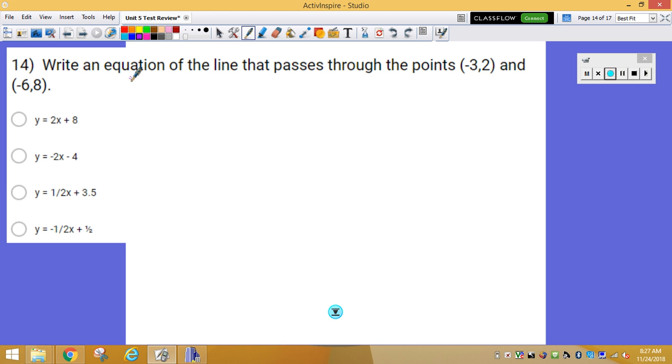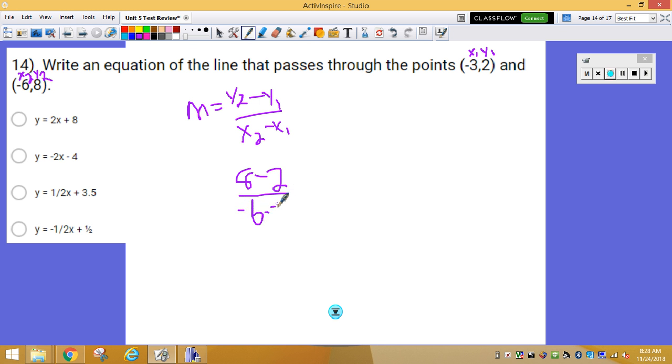To start this one, we're going to need to find the slope, which is y2 minus y1 over x2 minus x1. In ordered pairs, we label x1, y1, x2, y2. So let's plug it in. y2 is 8, y1 is 2, x2 is negative 6, x1 is negative 3. So on top I get 6, on bottom I get negative 3. Divide them and you get negative 2.